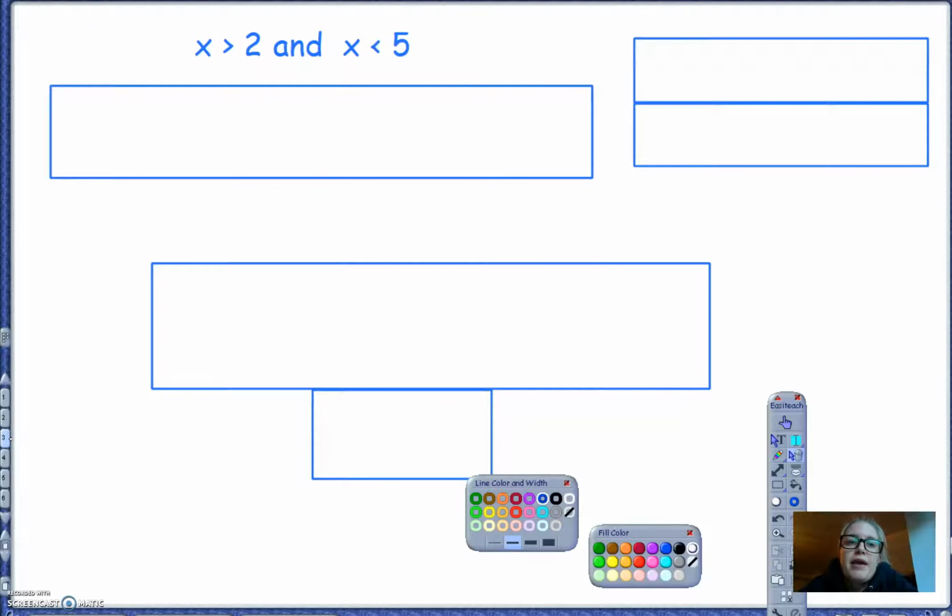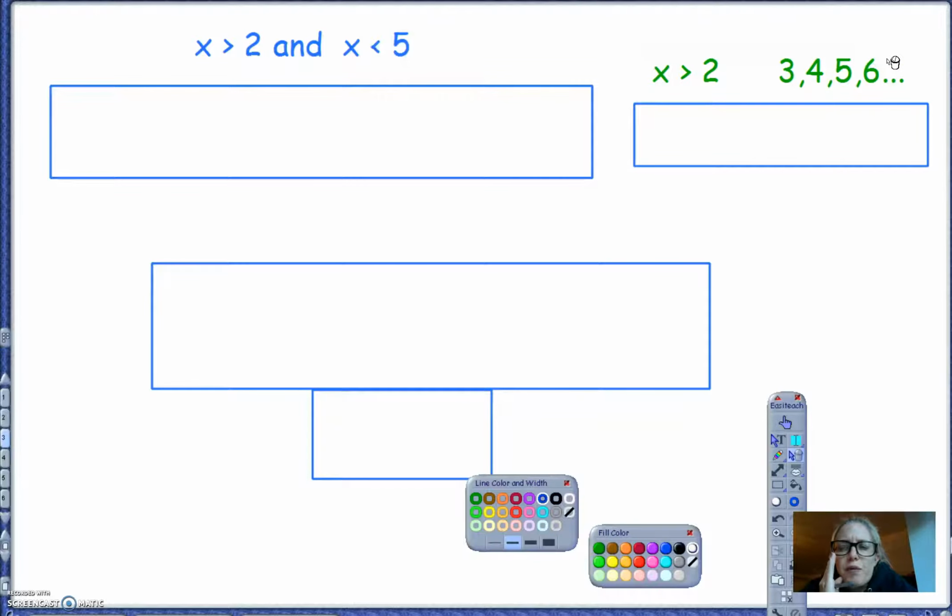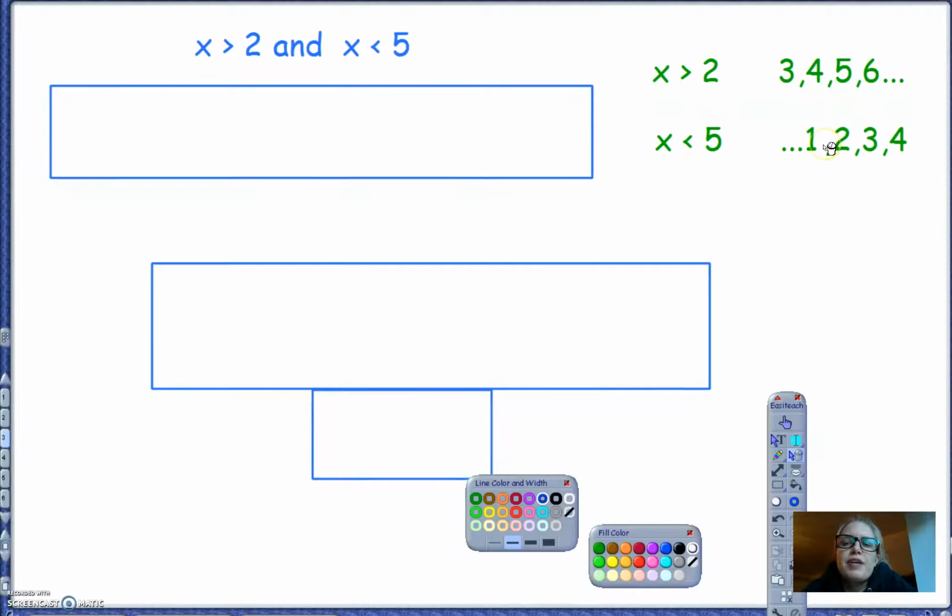Here's an example. X is greater than 2 and X is less than 5. So when you're thinking about these, X is greater than 2, you should think that numbers greater than 2 are 3, 4, 5, and those are just the whole numbers. We're not talking decimals at the moment. And when you're thinking that X is less than 5, you're thinking numbers like 1, 2, 3, 4, and they can keep going past 1 into the negatives. So let's set up a graph.